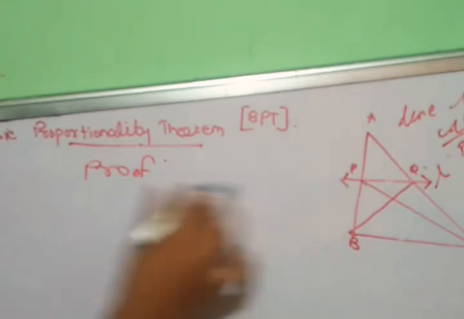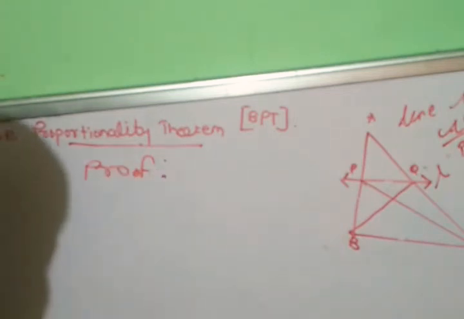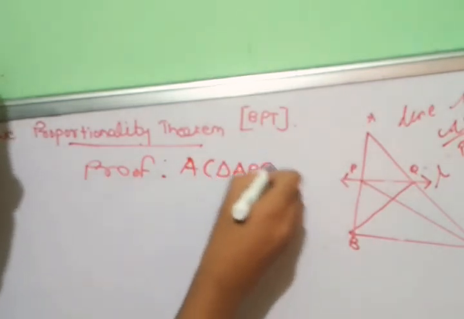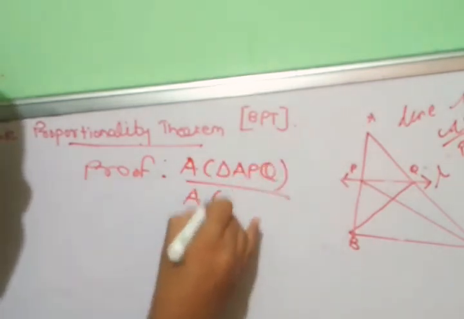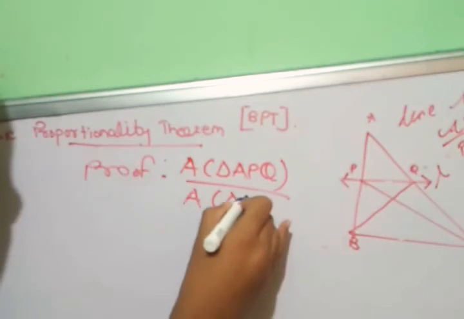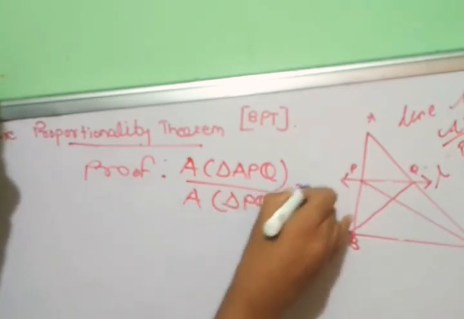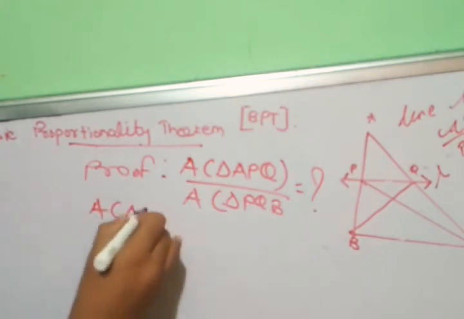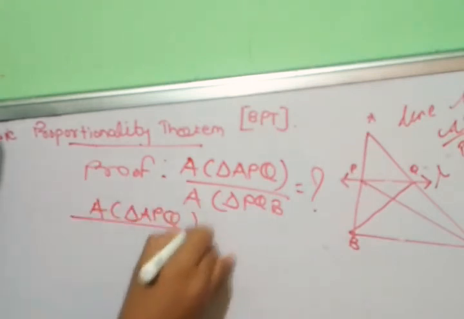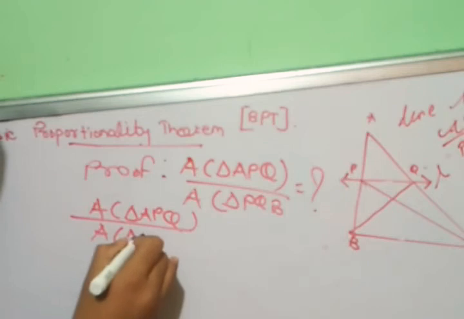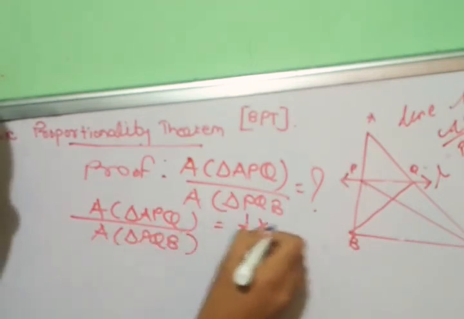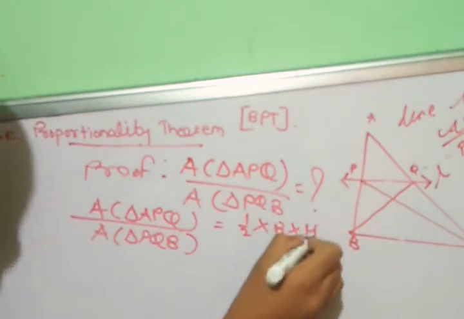Then the second step of our proof is the area of triangle APQ by the area of triangle PQB. What is it equal to? The area of triangle APQ by the area of triangle PQB is equal to half into base into height.